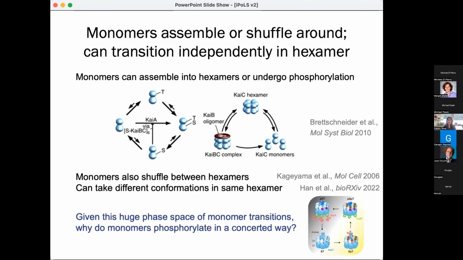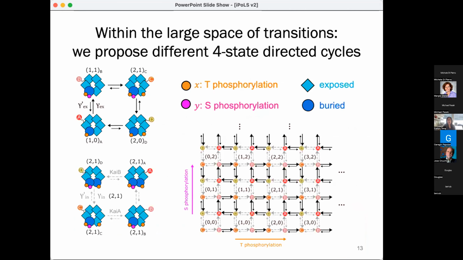So it looks like monomers can do a lot of individual transitions themselves. Why is it that they would then all phosphorylate T sites at the same time, and then all phosphorylate S sites at the same time, and then all dephosphorylate together also? Obviously this sustains the global cycle, but what is the mechanism that makes them all do this together, despite what is presumably a lot of individual stochasticity and movement? To try and answer this, we propose a model.